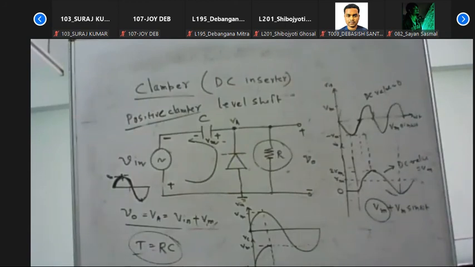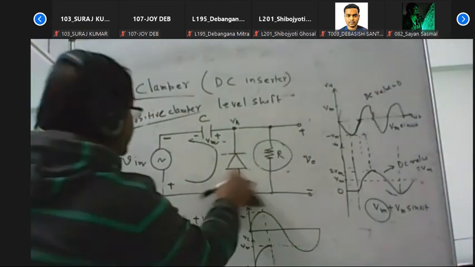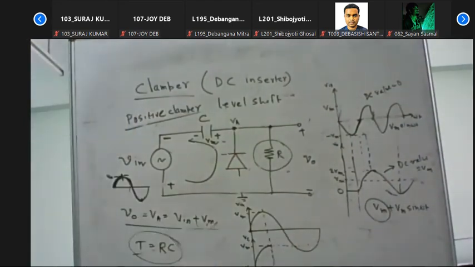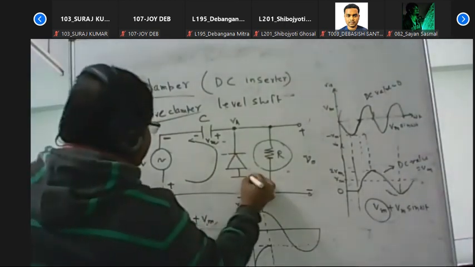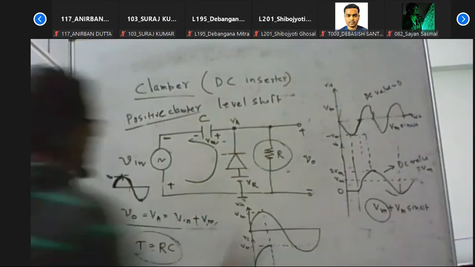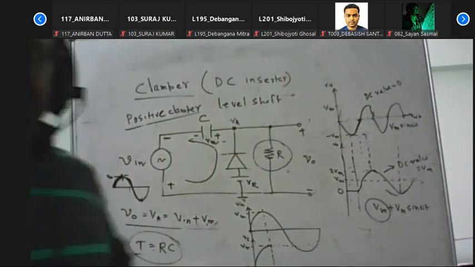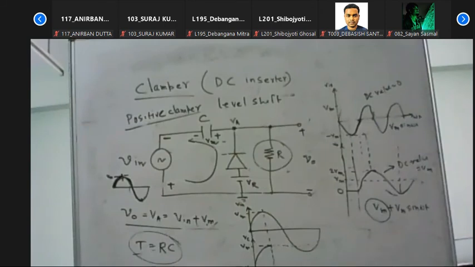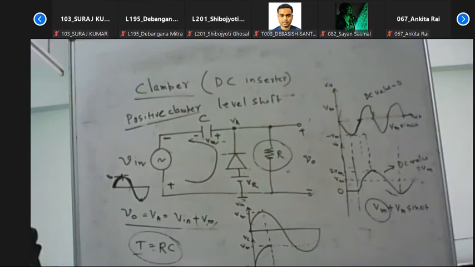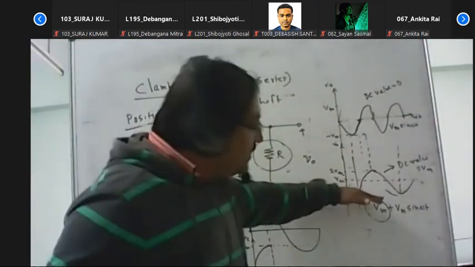Now, say in this circuit, if we connect some DC voltage here, say VR, what happens? What is the output waveform? The output voltage will shift to VR. It will start from VR. That means it will be shifted again here.